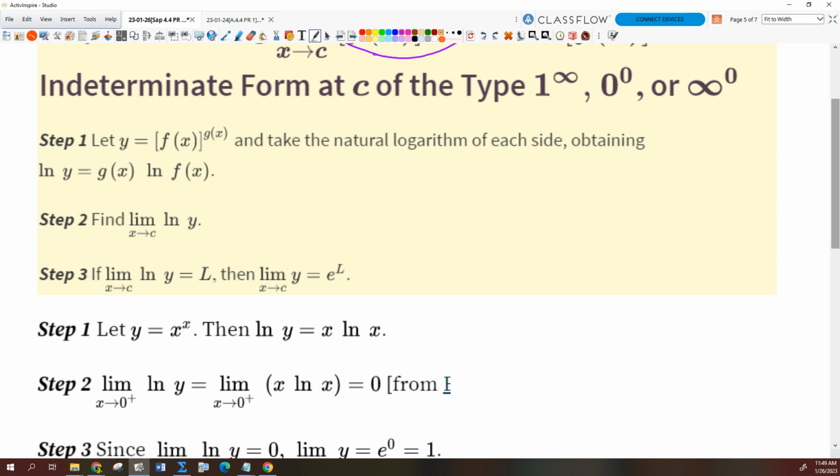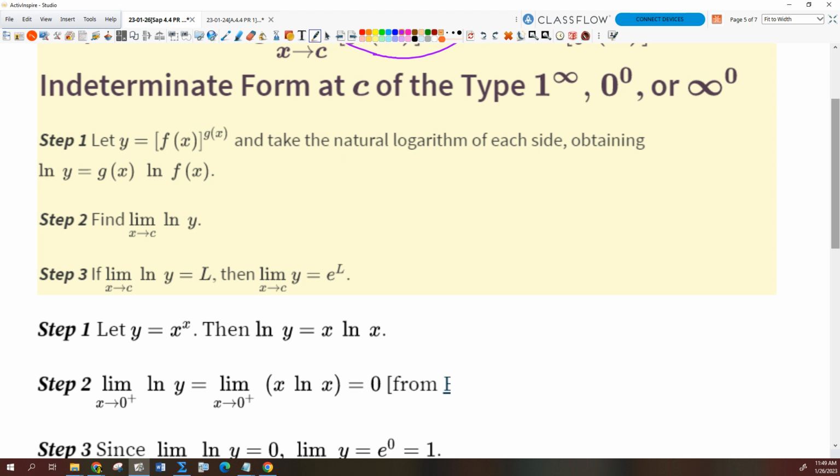Instead of y equals f of x to the g of x, we're going to get log y equals, by our properties of exponents, the log of f of x to the g of x. I could pull the g of x down in front, right? Just like we did with logarithmic differentiation. So log y equals g of x times log f of x, okay? Then we find that limit just the same way we did in the last one.